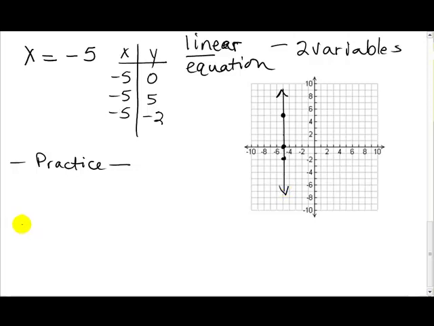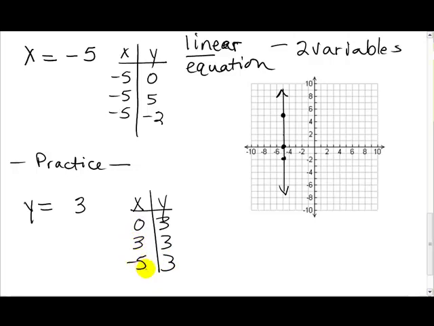Let's look and see what happens if we have just y equals. Let's do y equals 3. If we have y equals 3 and we do our t-chart, well, it's telling us y can only be 3. So we can use anything we want to for x. So let's graph this one. And again, go ahead and pause it. Pause the video. And do your graphing and then come back to the video.